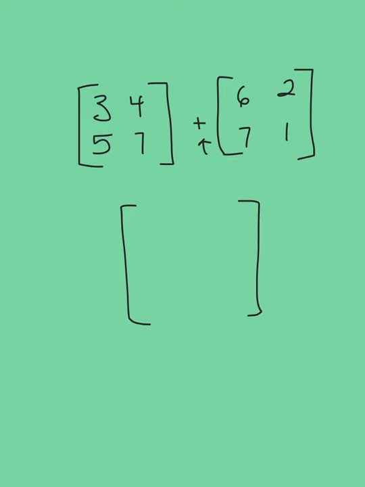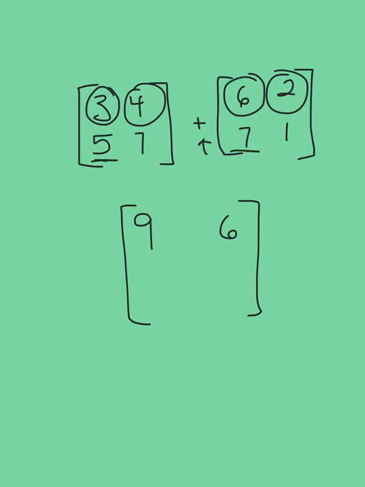Okay, and then also remember, you're always adding or subtracting things in the same position. So in this first one, 3 plus 6 is 9. That has to go in the upper left-hand corner. Then 4 plus 2 is 6. That has to go in the upper right-hand corner, just like what you were answering. Then we have 5 and 7. 5 plus 7 is 12. Goes in the lower left. And 7 plus 1 is 8. So this has to be what your answer looks like. It can't just be a single number. It has to be a matrix. There has to be the brackets around it.